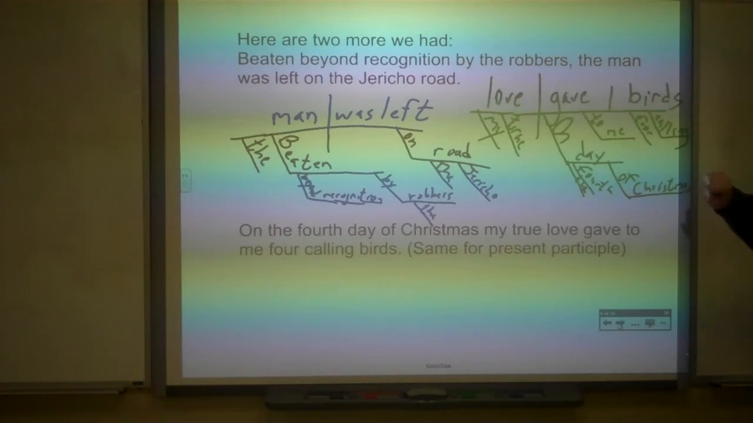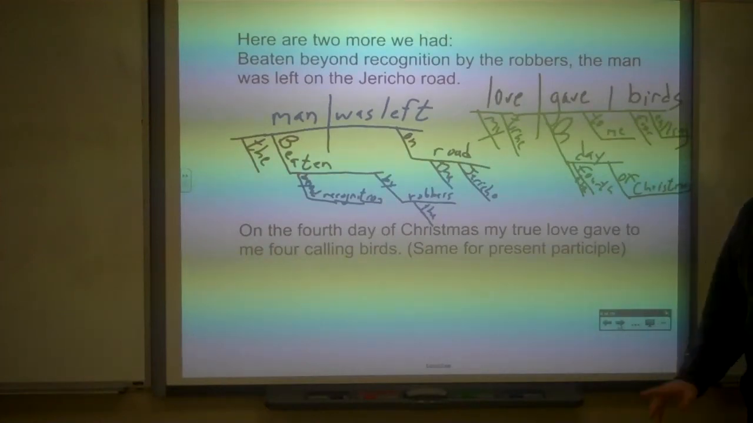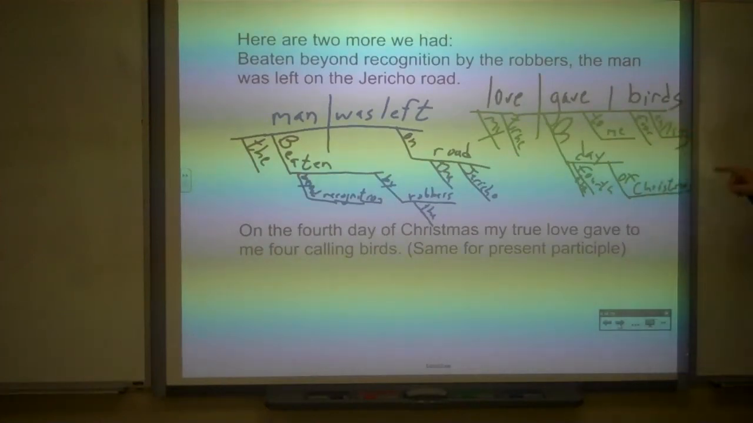And then finally birds, the direct object, for birds, and then calling. And calling, obviously, is a present participle modifying birds, so it is written on that diagonal plus horizontal participle line. I'll let you look at that for a couple of seconds.